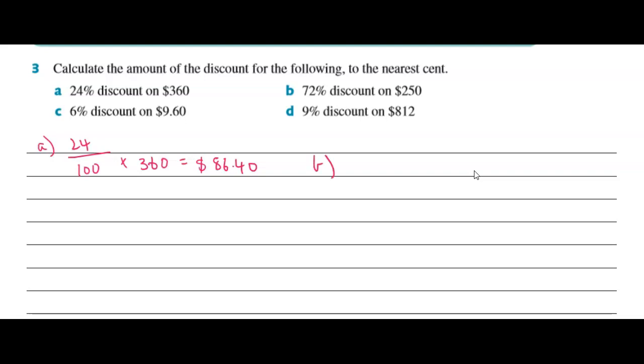All right, which I guess is what we're probably going to be doing in question 4, maybe, when we get to it. Okay, 72%, so 72 over 100 times 250.